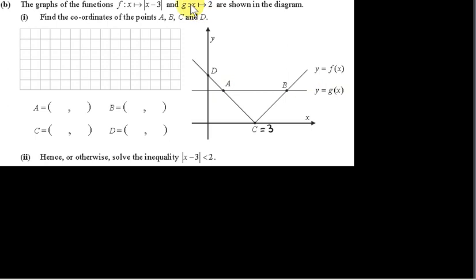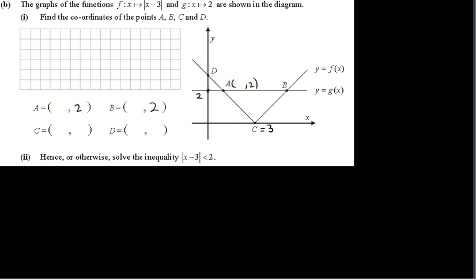Now, the other function, g of x, is just a constant. It's equal to 2. So g of x cuts the y-axis at 2. All the points on this horizontal line have a y value of 2. So the y value of the point A is 2, and the y value of B is 2. So let's get the coordinates of point A.